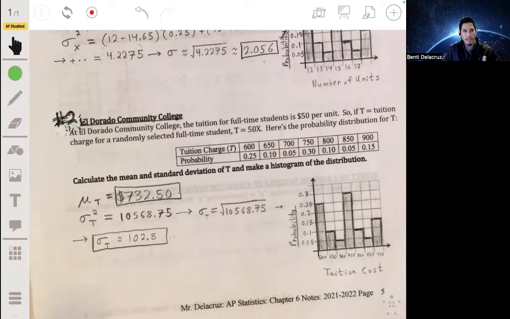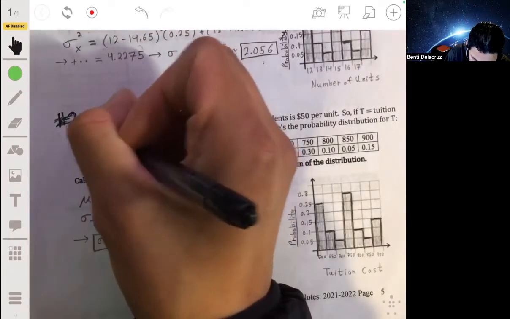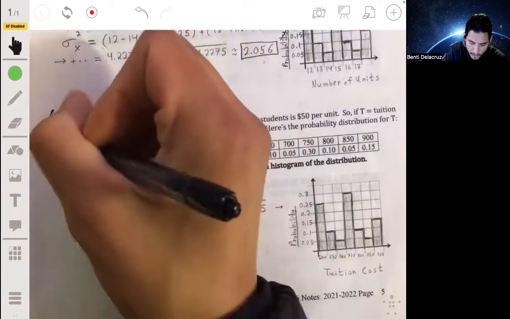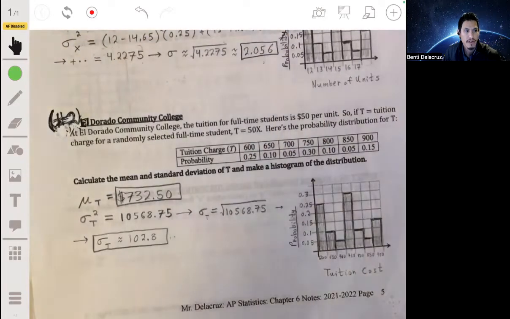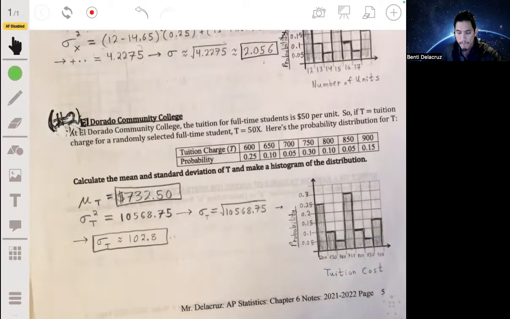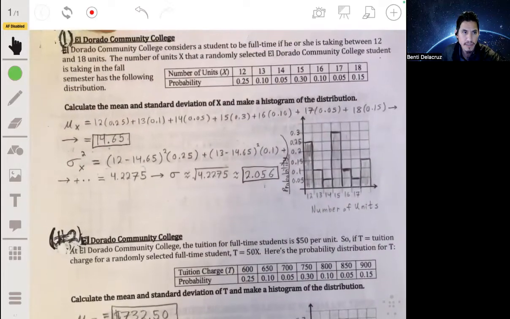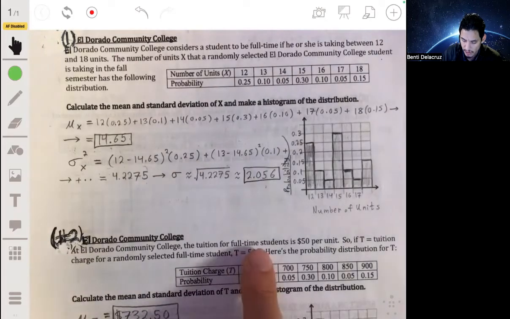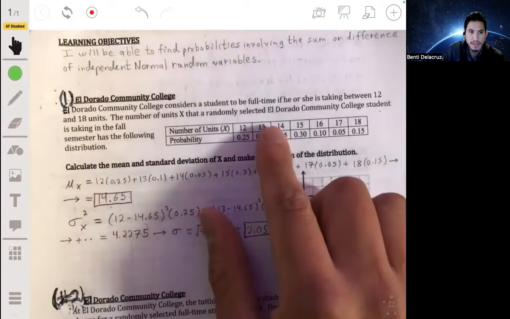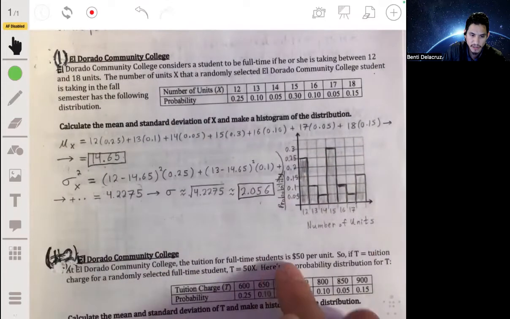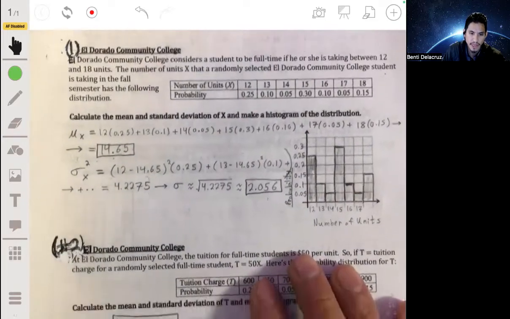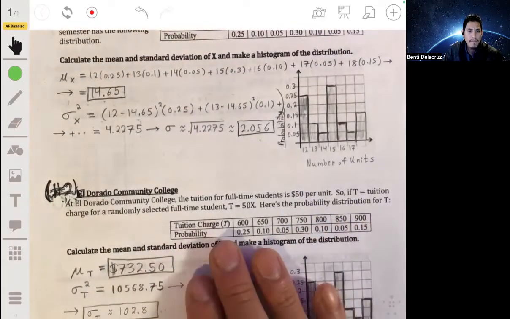Now, what's the point? What are you trying to get out of this? Why are you even doing these problems other than for the fun of it? Well, let me fix that. It's ugly too. Anyways, you want to recognize the connection between X and T in terms of math. Just like in real life, if you were to go to college, you're going to have some units and you're going to pay $50 per unit. You just take how many units you have and multiply by 50, and that's how much you're going to pay for your tuition.